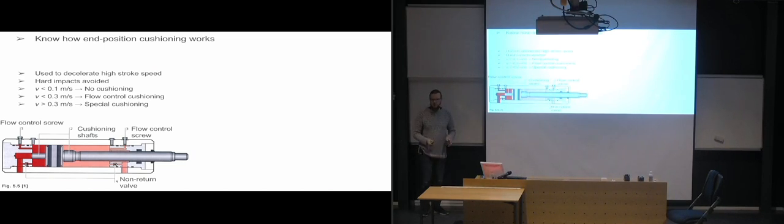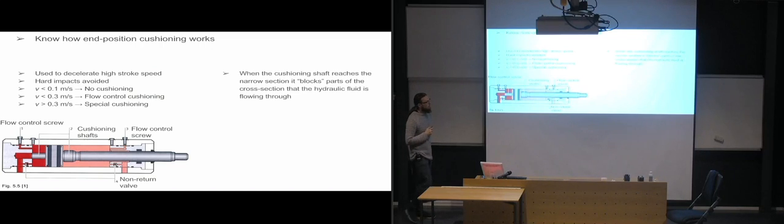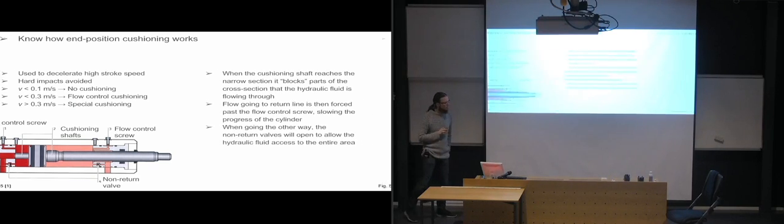If you should find yourself in a design situation where you have a cylinder with a higher stroke speed than 0.3 meters per second, you are probably already in dialogue with a supplier, and they're going to tell you all about what you need, so that they're basically just going to educate you on what special measures are going to be needed there. Because it depends a bit on what designs they're using and their own solutions. So we talked a little bit about how it works.